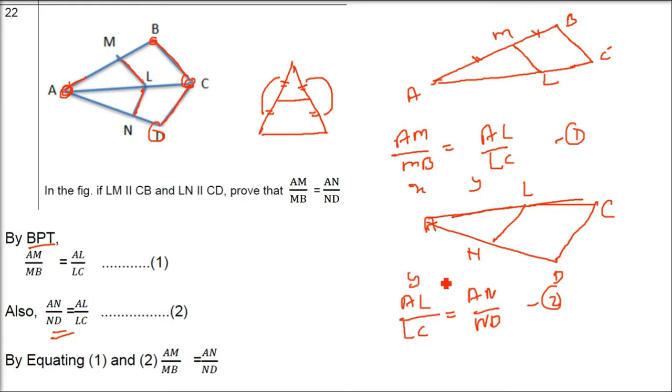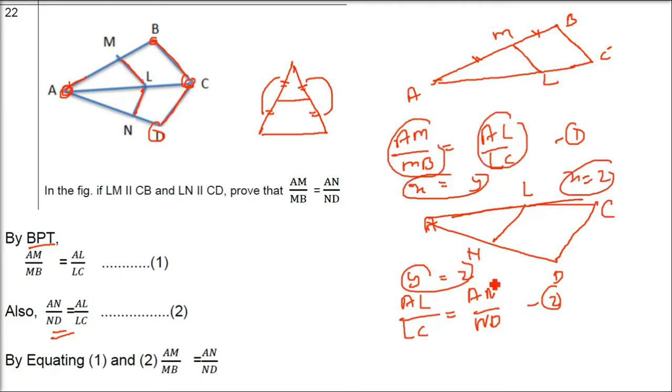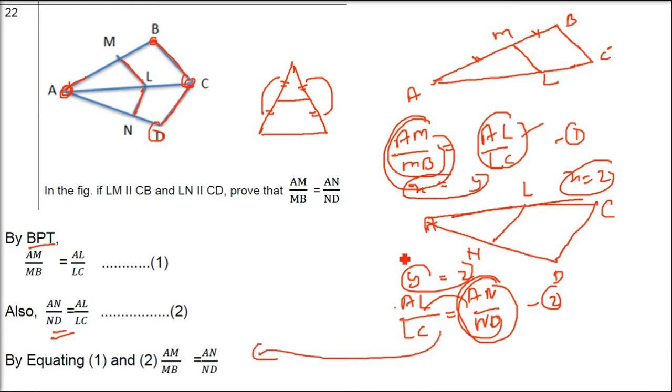If I say this is X, this is Y, this is Y, this is Z. If X is equal to Y and Y is equal to Z, that means X will be equal to Z, by analogy. So AN by NB is also equal to AL by LC, and AN by ND is also equal to AL by LC. That is, AN by NB is equal to AN by ND. So this is equating, and these two will be equal. This is how you have to write.